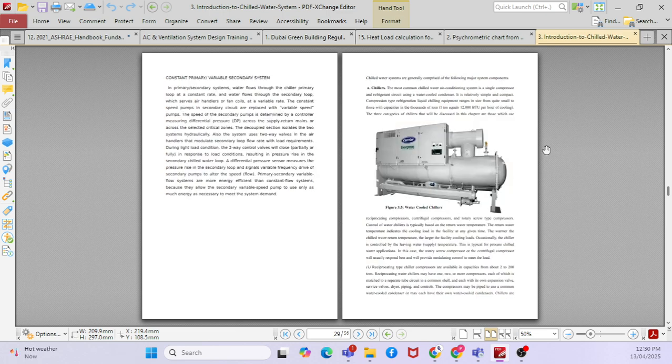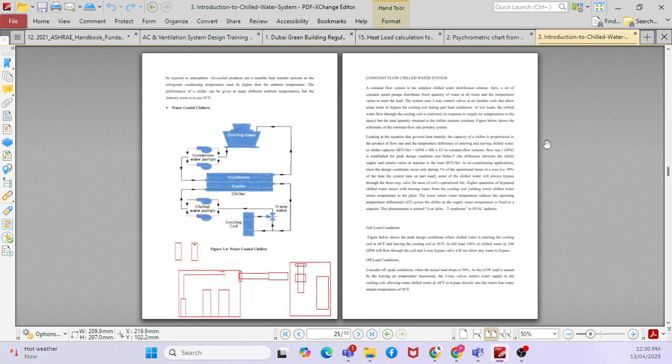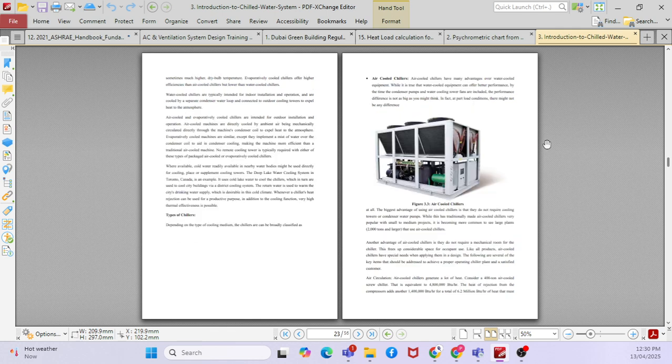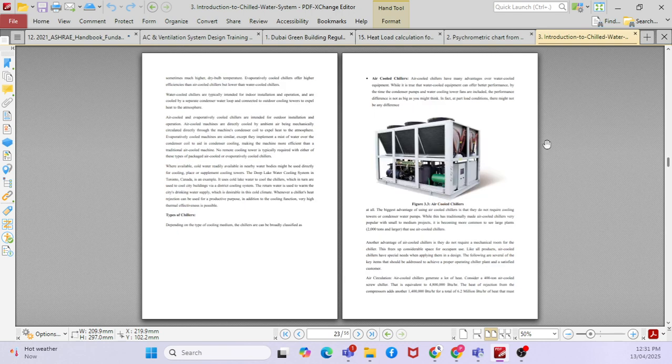Can you make an exercise? Can you come up with the types of chillers? Can you just note down the questions? Types of chillers, and the chiller components. What is there in the chiller components?